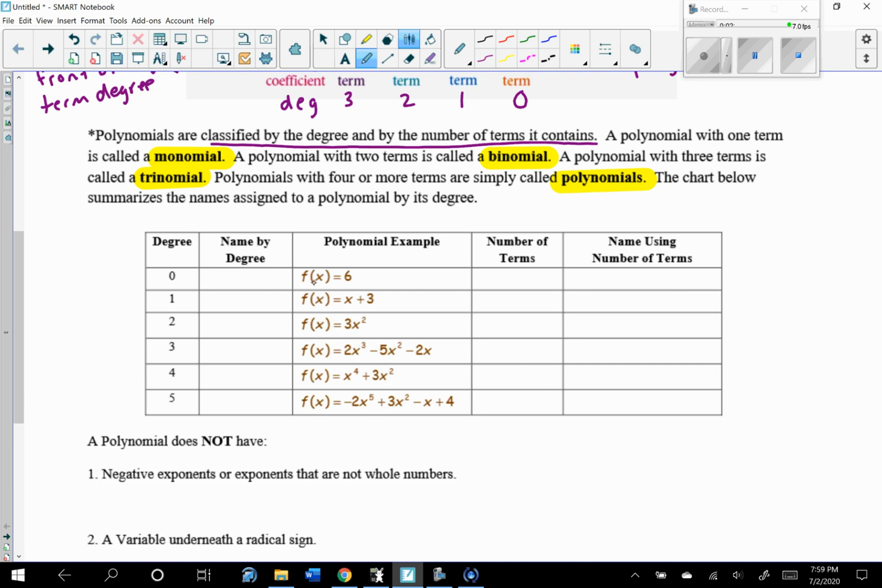So for this first one, we have f of x equals 6. There is no x there. So when there is no x, it's really like saying we have x to the 0 power, because remember something to the 0 power is just 1. So the degree is 0, which we call constant. Number of terms that we have, there's one term. And of course, one term means it's a monomial. So we would actually call this a constant monomial. So that would be the name of the entire function by the degree and the number of terms. So the classification.